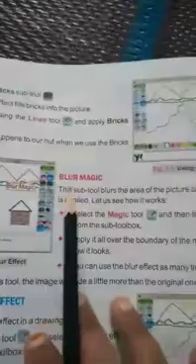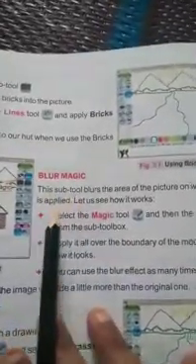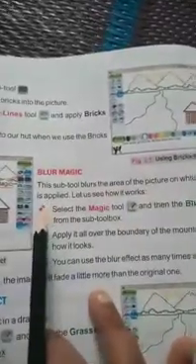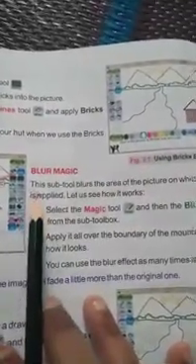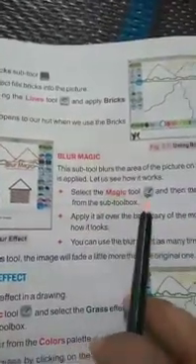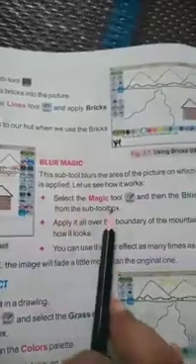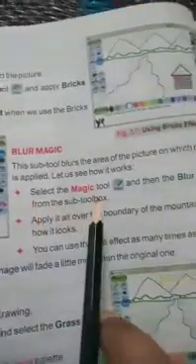Next, blur magic. This subtool blurs the area of the picture on which this effect is applied. Let us see how it works. Select the magic tool and then blur effect from the subtool box.